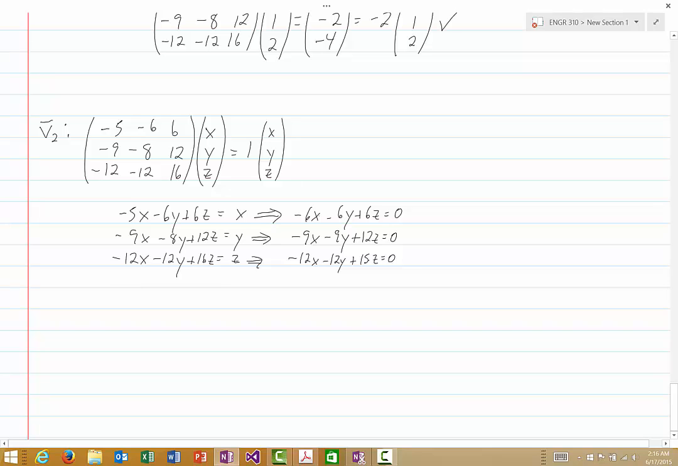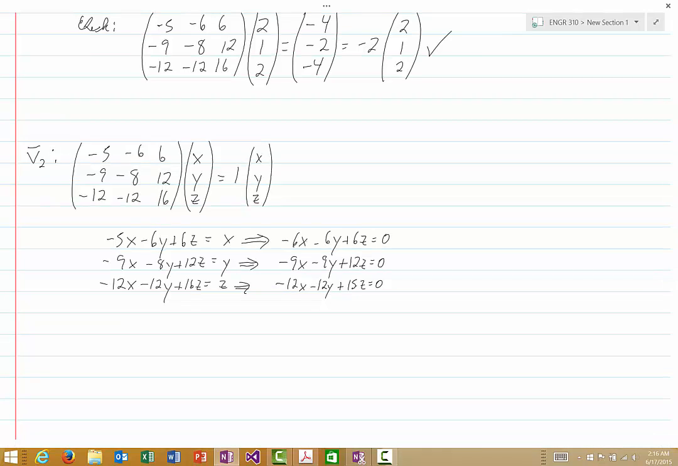And right away, we see something interesting here. The first equation could be written if we divide through by 6, and we would conclude that z is equal to x plus y.